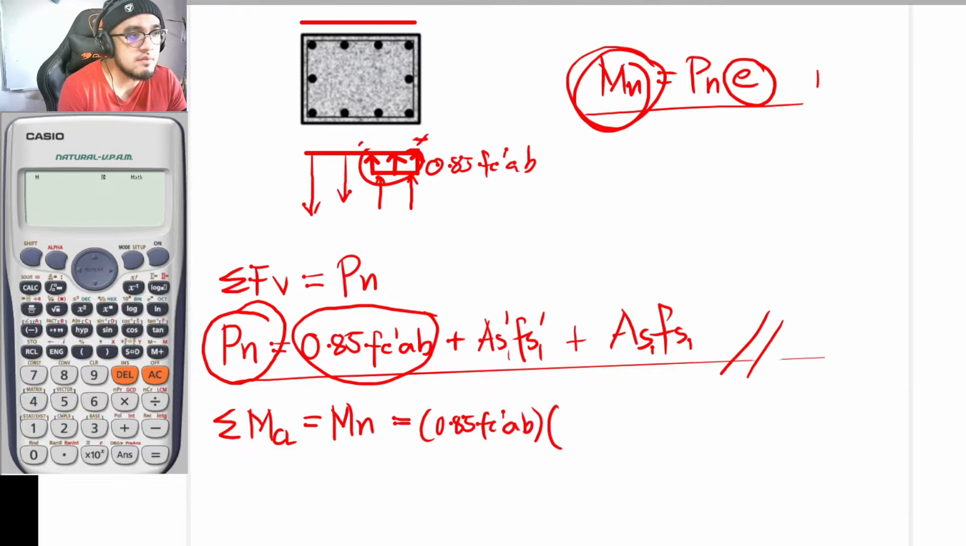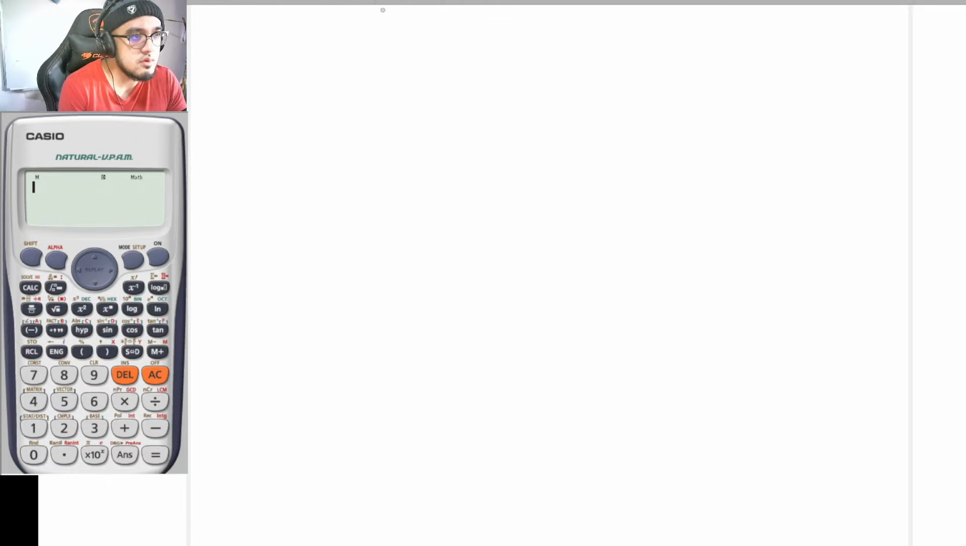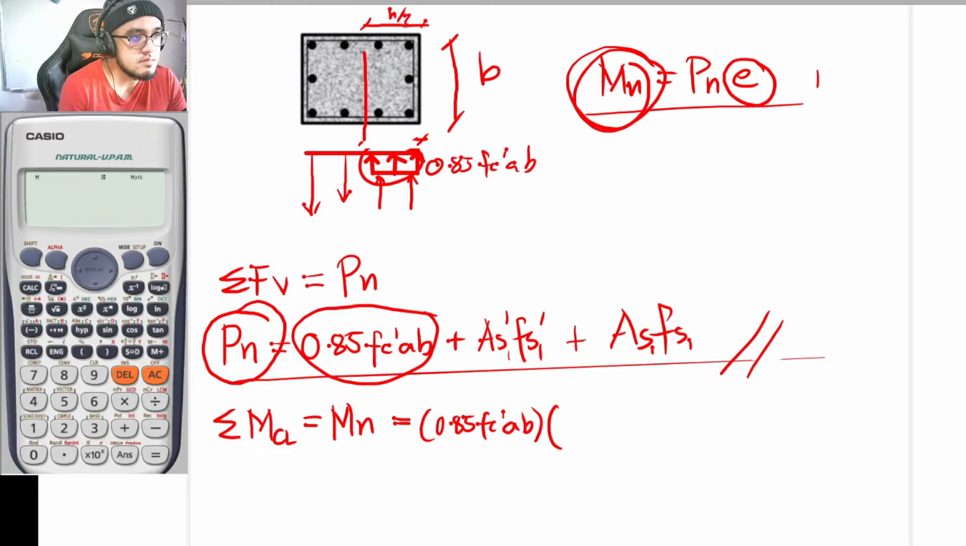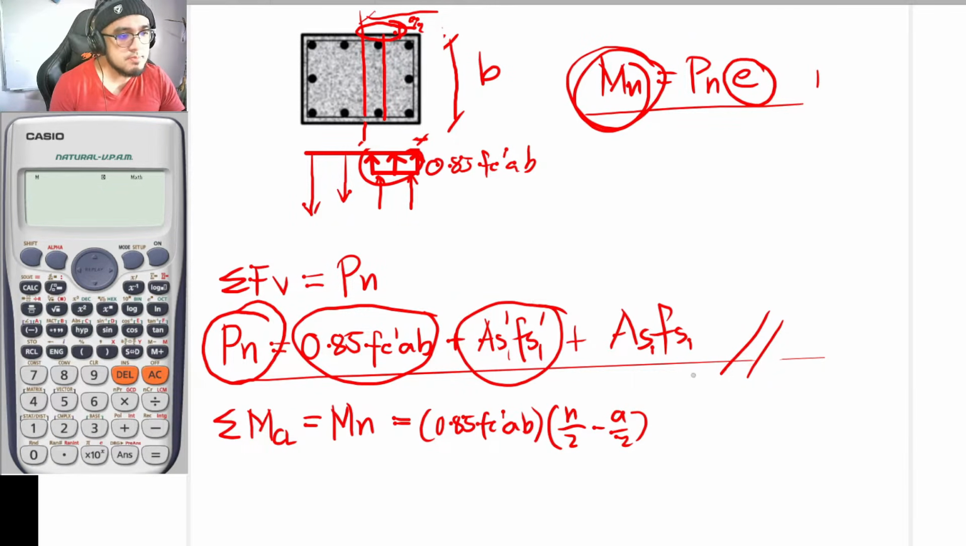So let's say that this is the value of your H. Let's say that this is now the value for your B. For that one, once again, you would be getting its centroid. This half here is now H over 2. Oops, sorry. And this is, let's say, A over 2. So with that, this is now H over 2 minus A over 2. Okay, so what about your AS prime, FS prime?